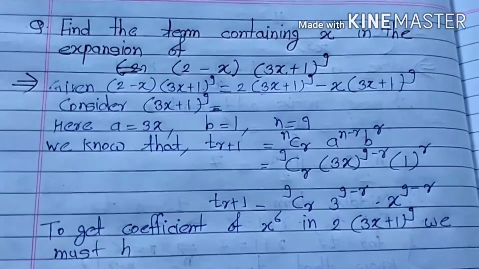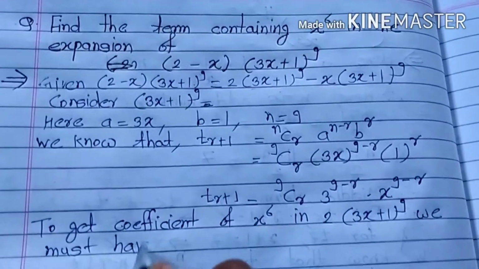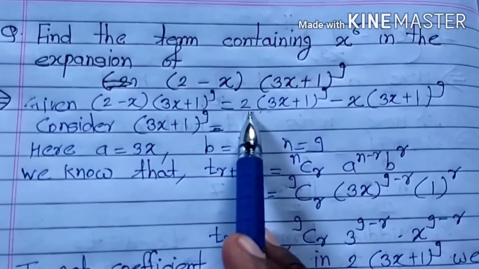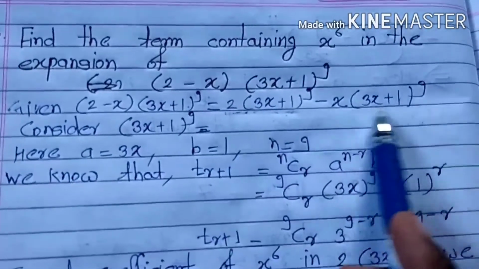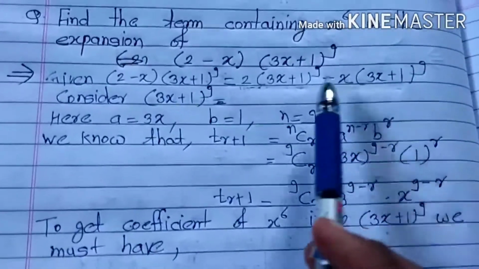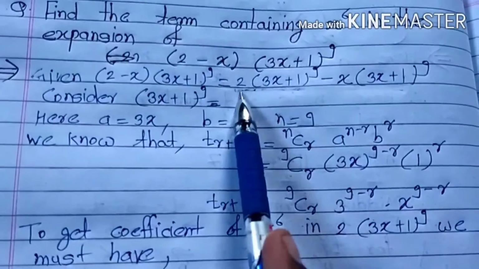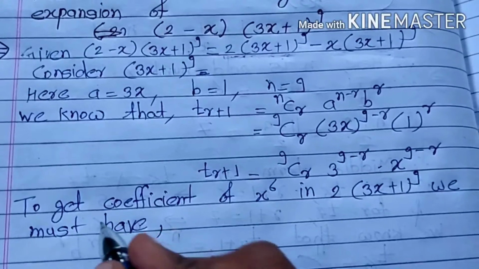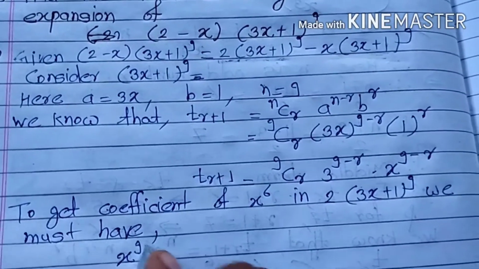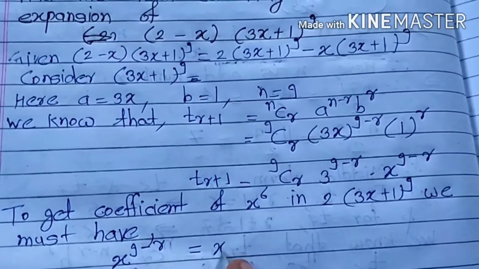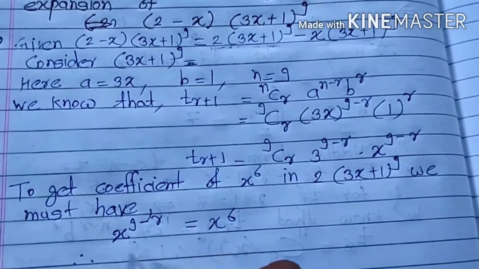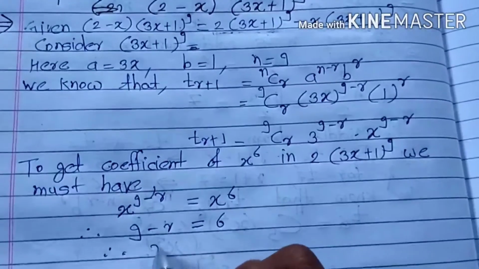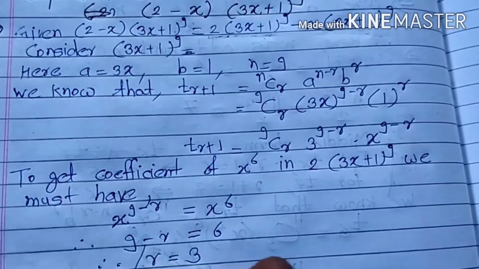So here we first take this term, then we take this second term. Means first we find the coefficient of this term, then we find the coefficient of this second term. So here x raised to 9 minus r is equal to x raised to 6, and that's why 9 minus r is equal to 6. So we get r is equal to 3.